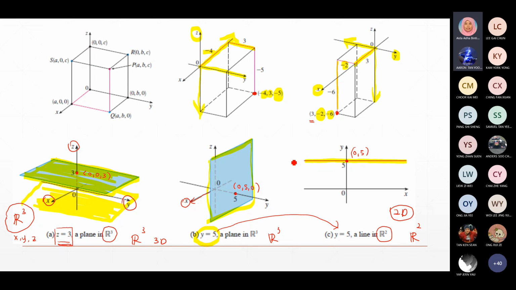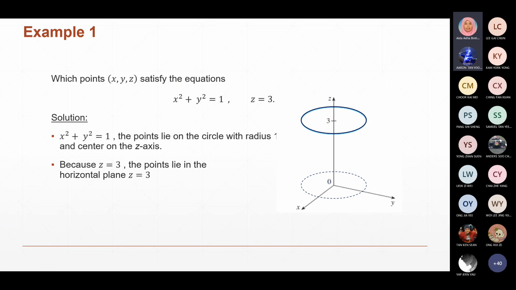For y equal to 5 here, the plane is parallel with the x-axis. Therefore, you can see here, if we put it in the three-dimensional graph, this plane is also parallel with the x-axis. Okay, so please take note of this one, and try to imagine it.